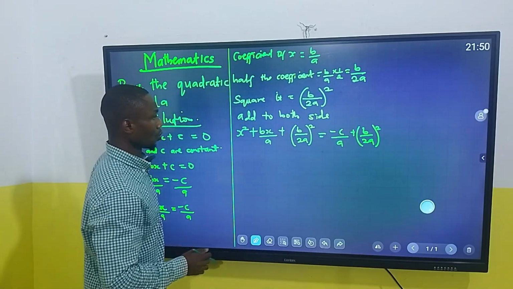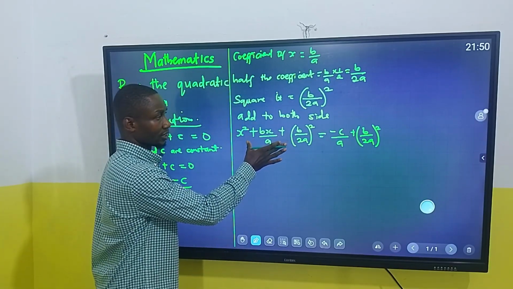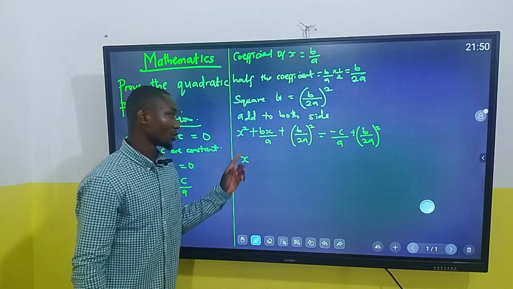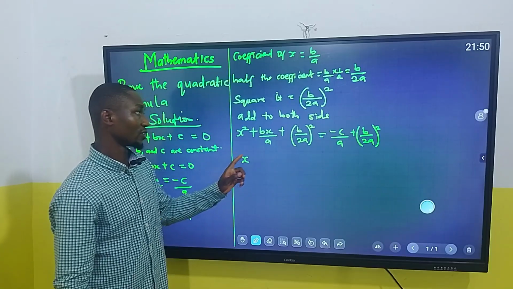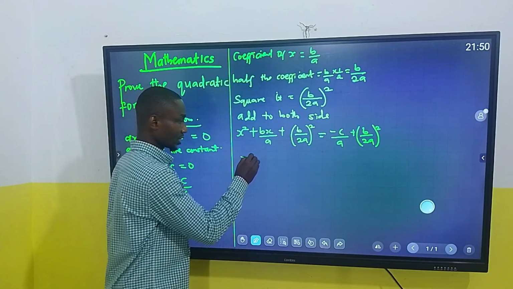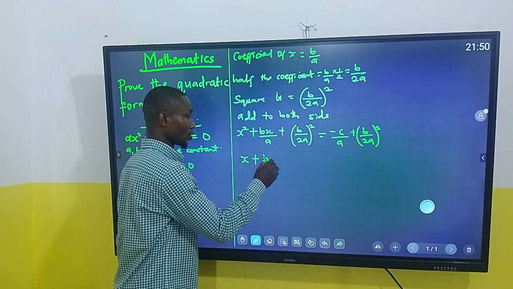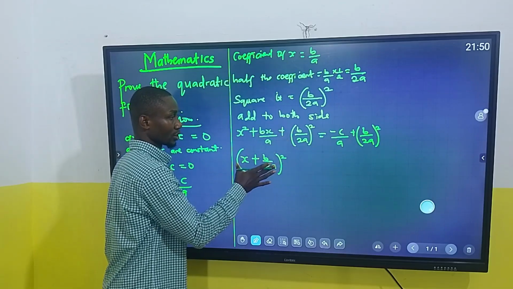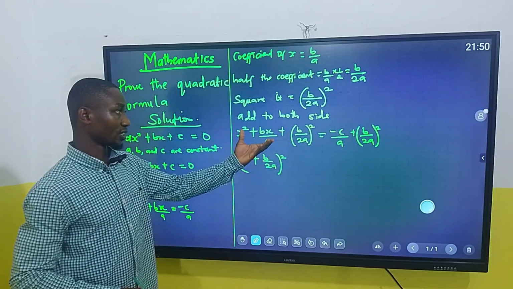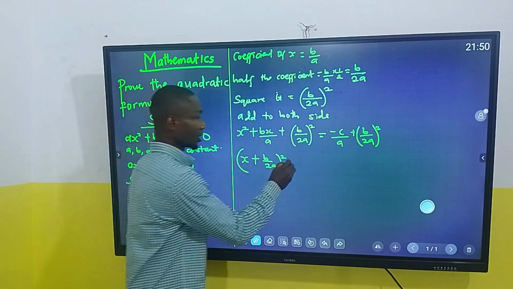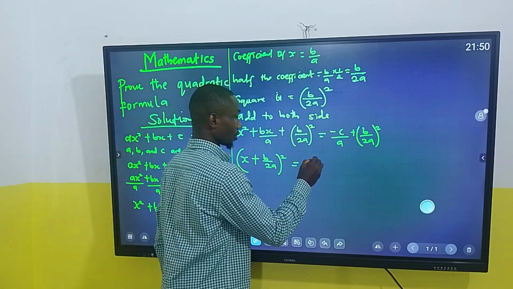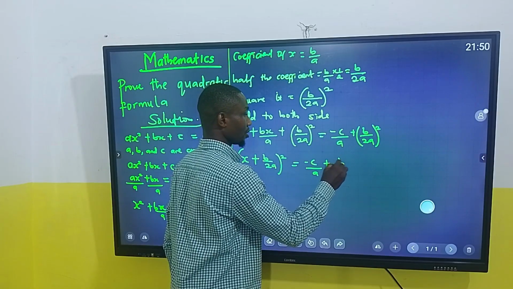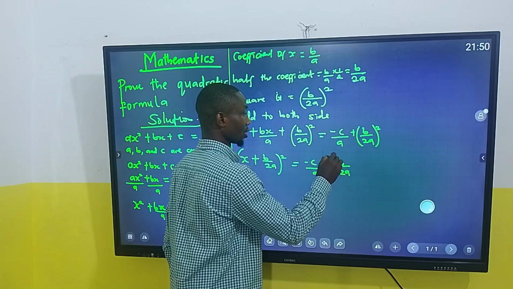So at this point, what would I do? I have to factorize this. Since this is a perfect square, an easy way to factorize this is to bring down your variable. After bringing down your variable, whatever is inside this bracket, you attach it with your variable, all squared. It's a perfect square, so when you factorize, you should get something like this. Definitely you will get this equal to minus c all over a plus b over 2a all squared.